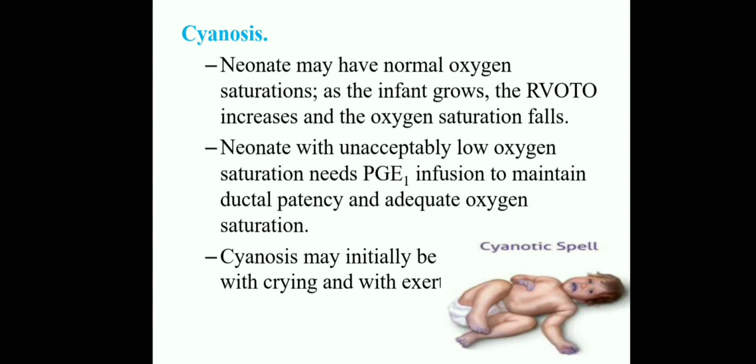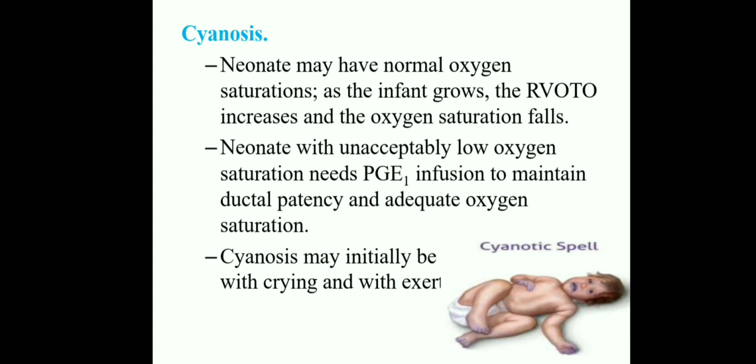Next, coming to the cyanosis, the neonate may have normal oxygen saturations. When the right ventricular obstruction is very small, the child has normal oxygen saturation. As the infant grows, more oxygen saturation is needed, so the child suffers with falling oxygen saturations because of the right ventricular outflow tract obstruction. Whenever the child grows up, more oxygen is needed, so the child suffers with decreased oxygen saturations.